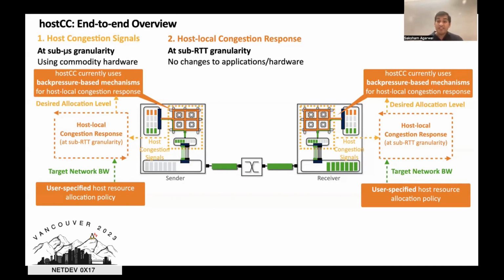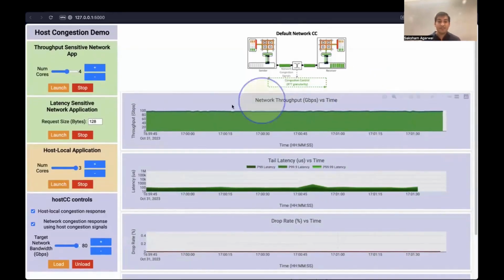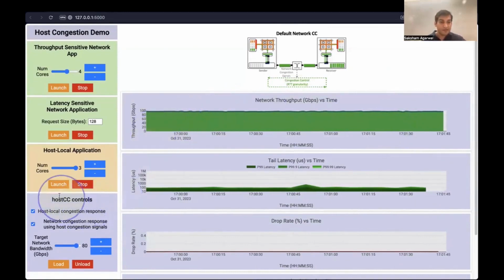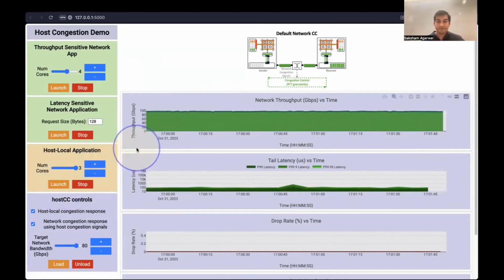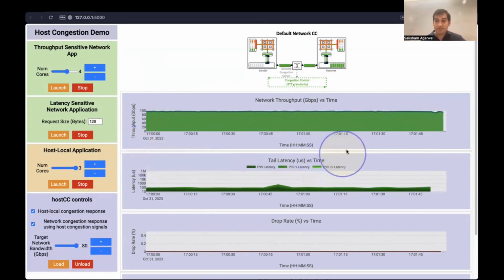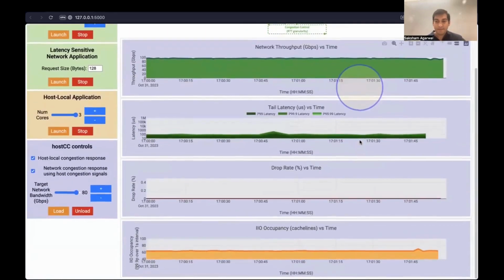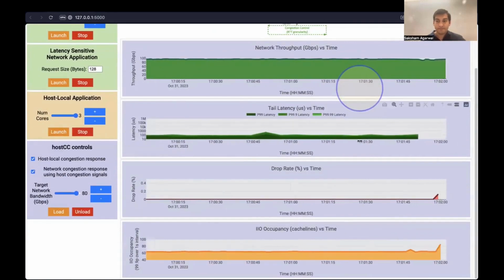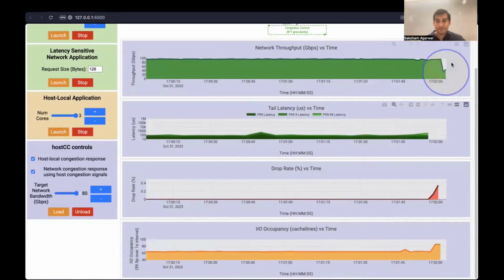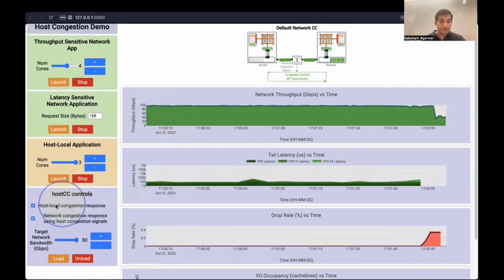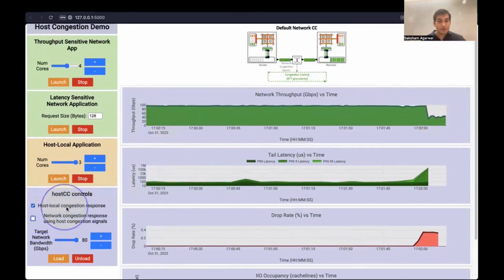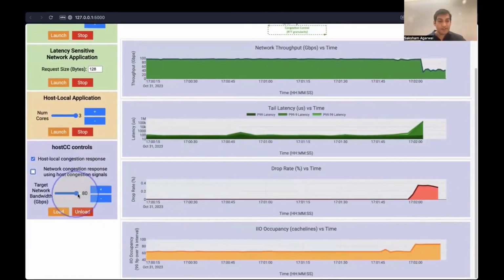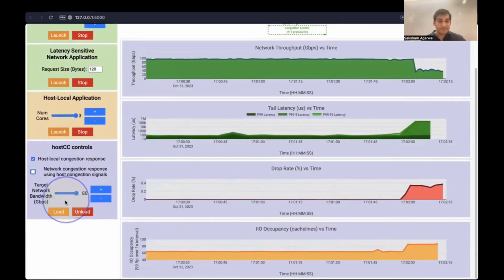Now, to demonstrate that host CC can enforce desired resource allocation policy, I will rerun the same host congestion experiment. Turning on host congestion. Host congestion is active. Let's enable host CC using its host local congestion response, using a default target rate of 80 Gbps.